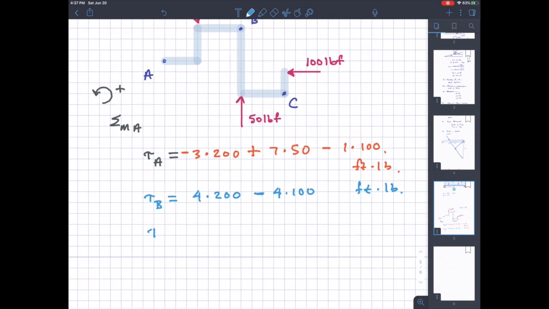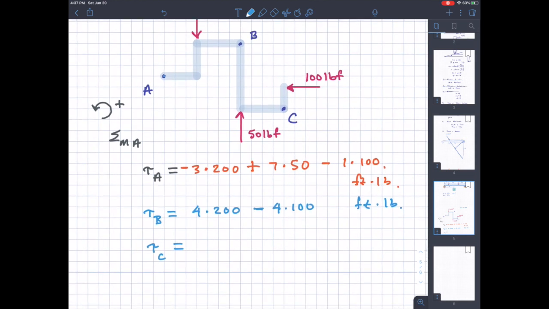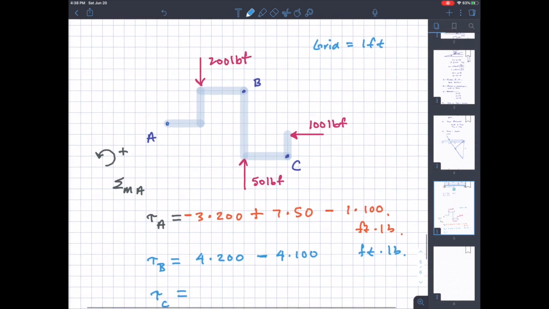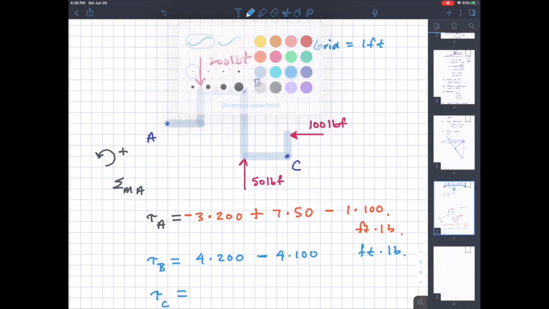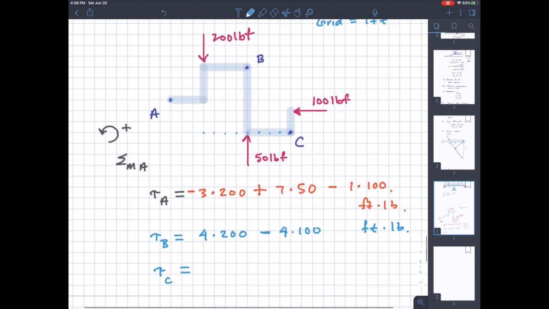Okay, let's do tau C. All right, for C, what do we have? All right, so just by inspection, let's take a look at the 200-pound force first. So I don't need to pick that up and move it. I get the idea now. It's just counting these grid lines. 1, 2, 3, 4, 5, 6, 7, 8 is the closest distance to the line of action for the 200-pound force. So it'd be 8 times 200.